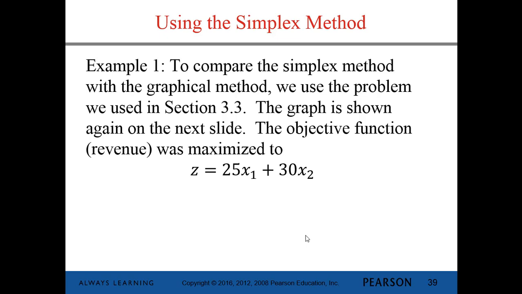Okay, so now to compare the simplex method with the graphical method, we use the problem we used in 3.3. So the graph is shown again in the next slide. The objective function, which was revenue, was maximized to this. So z equals 25x1 plus 30x2. Now notice that instead of using x and y, we're using x1 and x2 now.